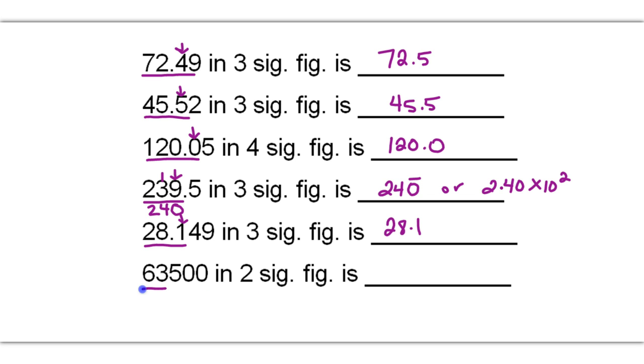We need 2 sig figs here. That 3 is followed by a dead even 5 because there are no other numbers after it. So I need 3 to be an even number, which is going to round it up to a 4. So we have 64,500.